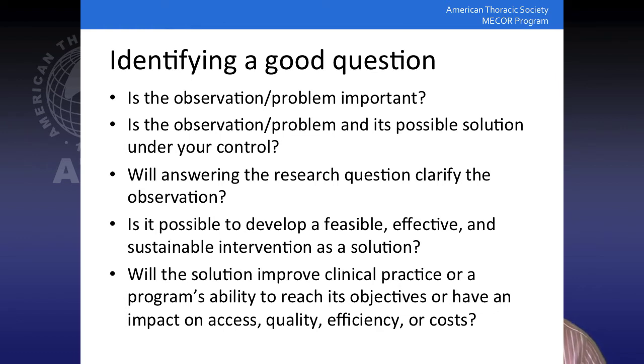Will answering the question clarify the observation? Will it shed more light on what's going on and why the discrepancies you observed are occurring? Is it possible to develop a feasible, effective, and sustainable intervention as a solution? It's really important that you keep that in mind at the time that you're proposing this question. Will the solution improve clinical practice or a program's ability to reach its objectives or have an impact on access, quality, efficiency, or cost? These are the types of metrics that we're interested in terms of improving clinical care or public health.